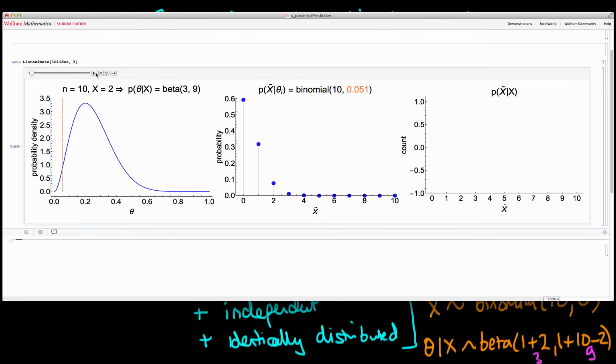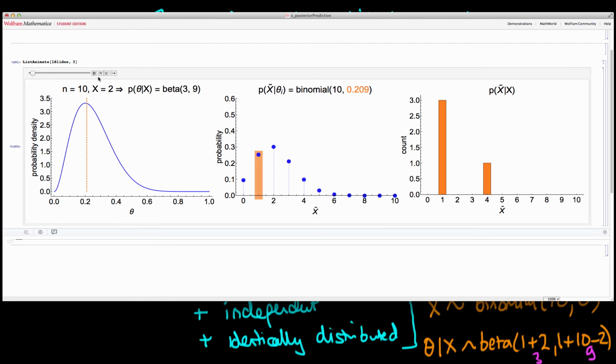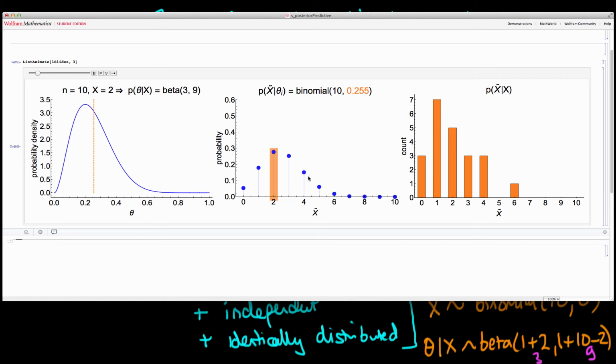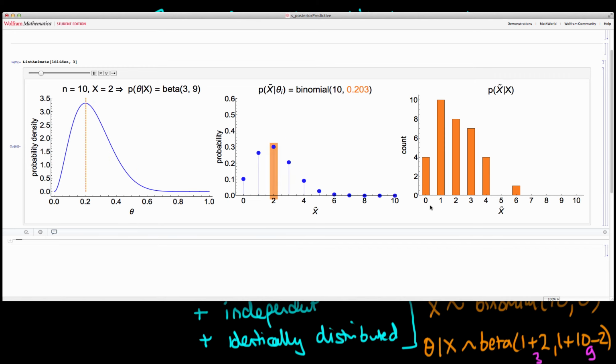I now want to illustrate how, if we repeat this process a large number of times, we can build up a posterior predictive distribution that starts to converge to a given distribution. If I run this process, we can see that in each step we are sampling a value of theta i, which is changing the binomial distribution that we're sampling from. And then on the right here, we can show that our posterior predictive distribution is starting to take some shape.